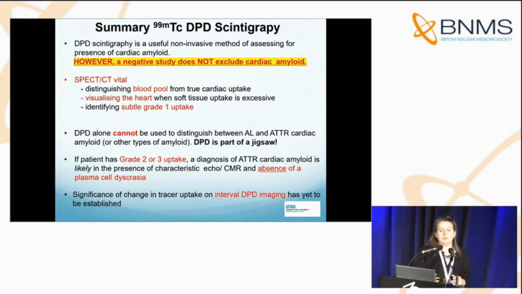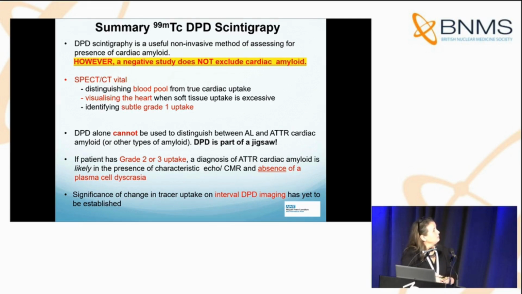Okay, so in summary, the DPD scan is a useful and non-invasive way of assessing for the presence of cardiac amyloid. A negative scan, you're going to be sick of hearing me say this, does not exclude cardiac amyloid. The SPECT-CT is vital, particularly in these 3 scenarios: distinguishing blood pool from true cardiac uptake, visualizing the heart when you've got excessive soft tissue uptake, like some of those patients I showed, and identifying the subtle grade 1 uptake, those early hereditaries, for example.